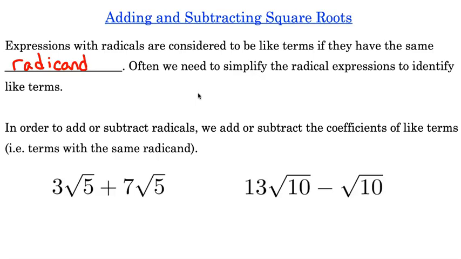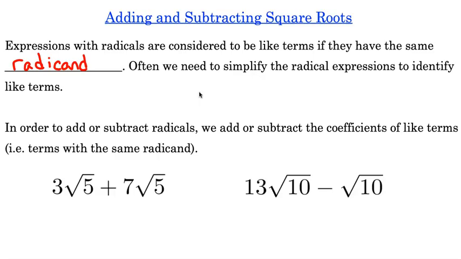Often we need to simplify the radical expressions to identify like terms. So when we're given an expression to add or subtract, we may not always see like terms right away. And that's because the radicands could be different, and if we go through the process of simplifying each of the radical expressions, we may notice at the end they are in fact like terms, and then we're able to combine them. So it is important that we feel confident in our ability to simplify radical expressions, and if not, be sure to go back and watch the previous video.